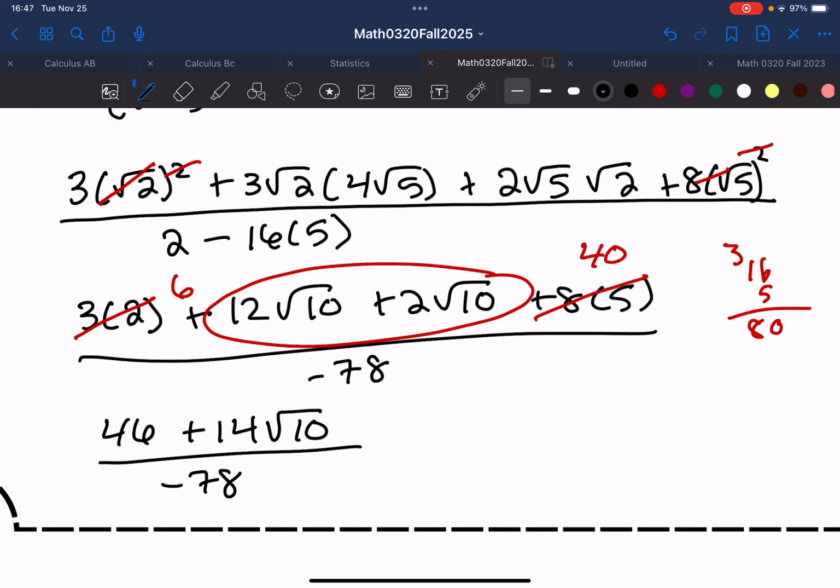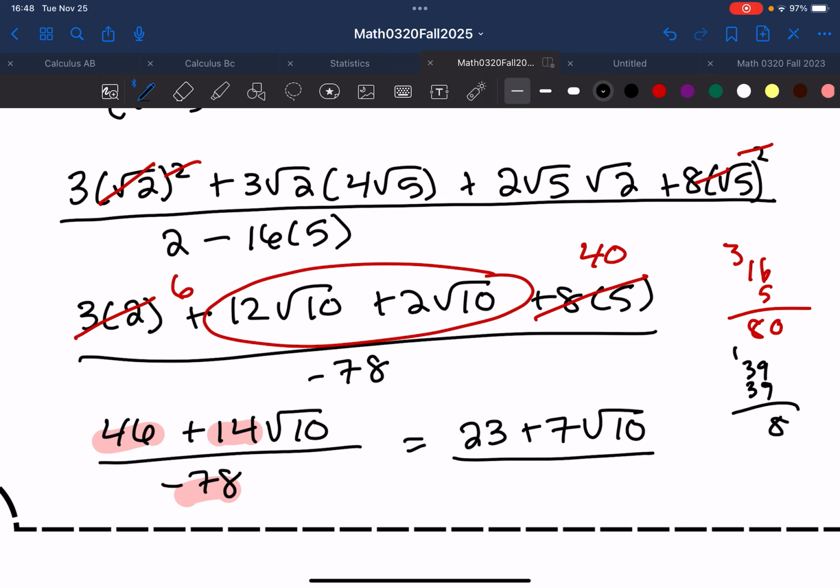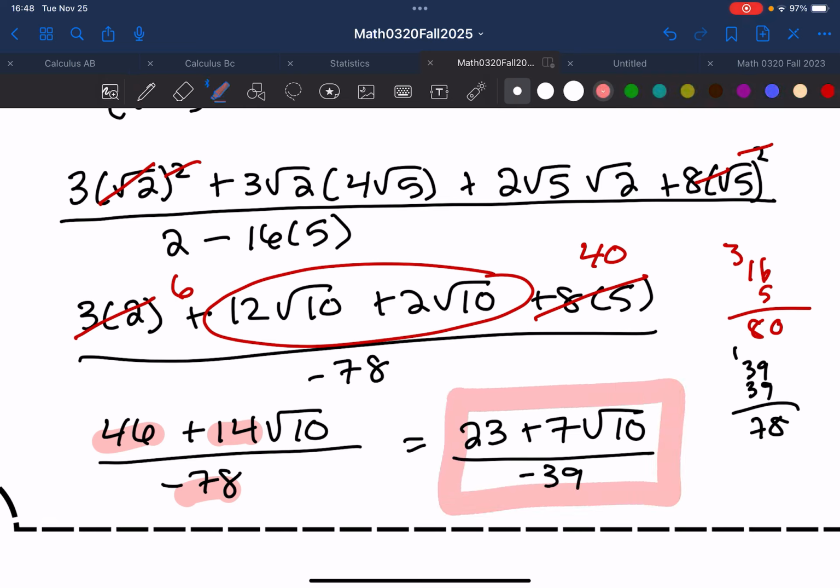And I can't simplify the square roots of 10 because that's just going to simplify to 2 times 5. And then it looks like I can divide everything by 2. So all of these terms on the outside, I can divide by 2. And I get 23 plus 7 square roots of 10 over, is that 39? Let me double check. Yes, negative 39. Okay, and that looks like that's as simplified as it can get. So that's going to be my answer.